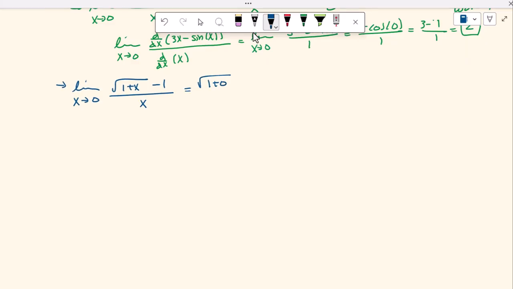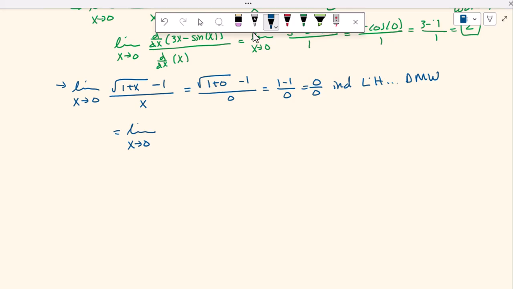1 plus 0 minus 1 all over 0. So 1 minus 1 over 0, that's 0 over 0. That is indeterminate L'Hopital's form, and that means do more work. DMW, do more work. Okay, so the more work we need to do is to apply L'Hopital's rule, since it's L'Hopital's form.